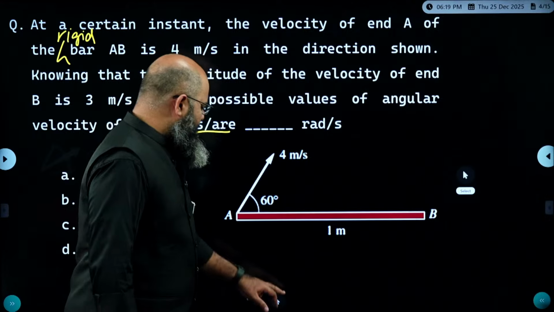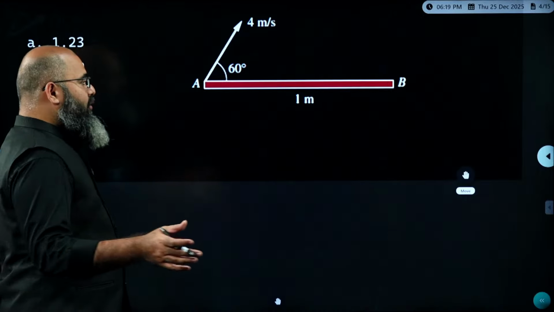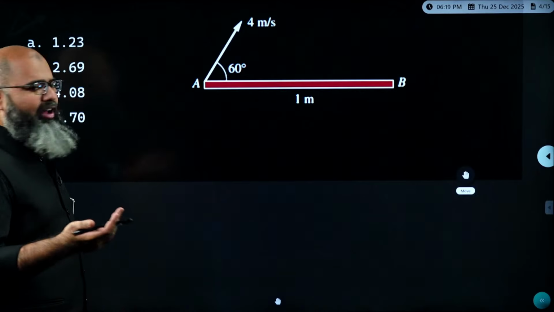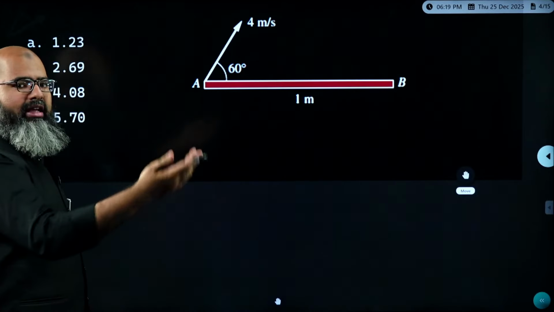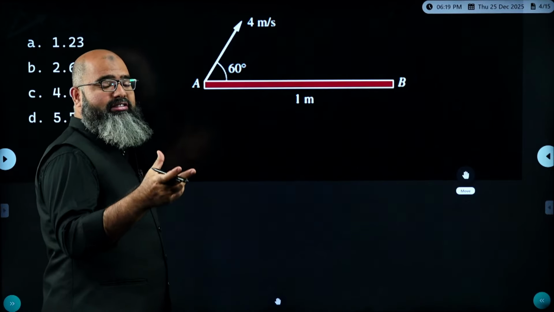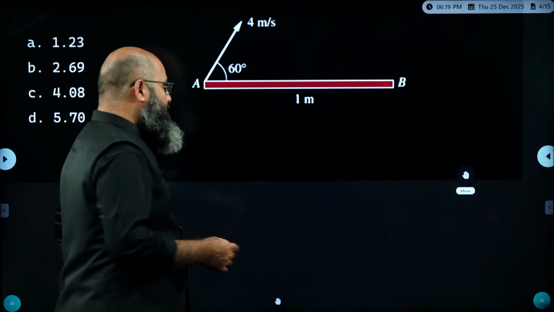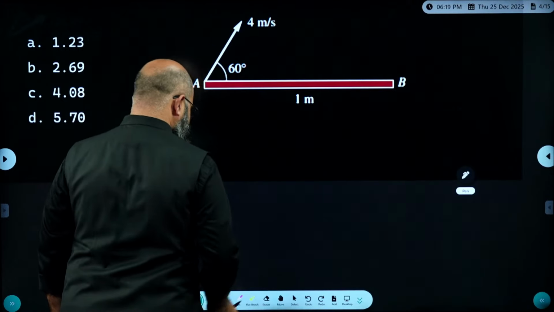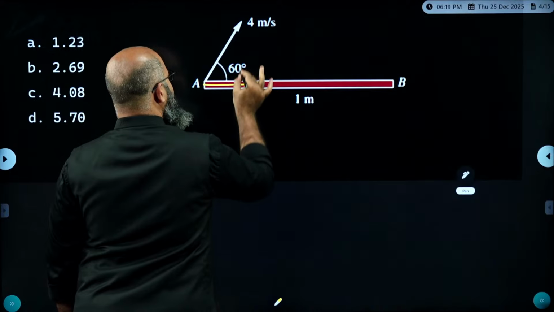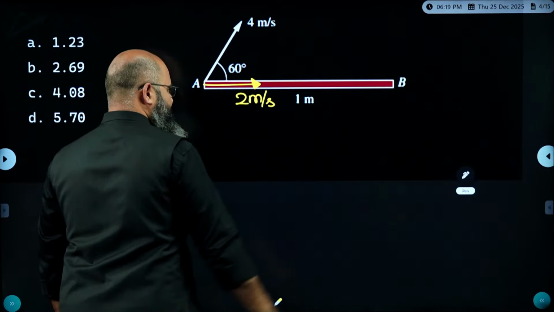Now, to answer this particular question, since the bar is rigid, I can use multiple methods. One method is relative velocity method. Relative velocity method says the relative velocity along the link must be equal to 0. Because if relative velocity exists along the link, then the link is supposed to experience some kind of deformation, which is not possible because the bar is rigid. So over here, this component of velocity along the link is equal to 4 cos 60, that is equal to 2 meter per second.